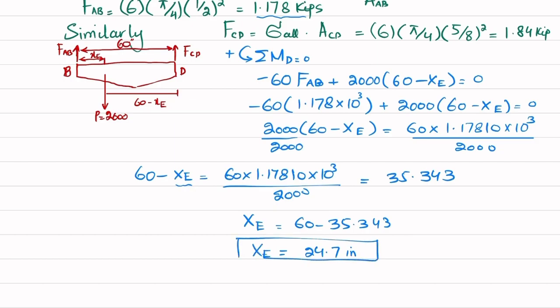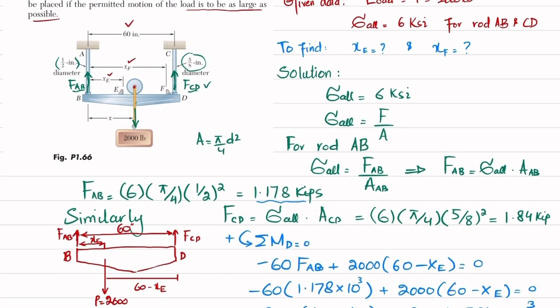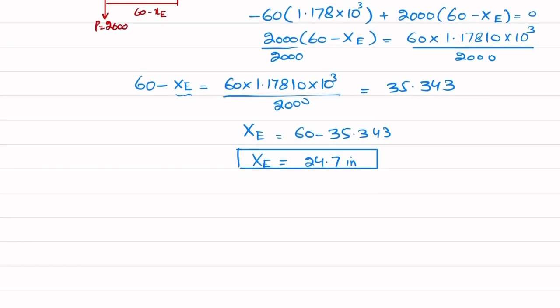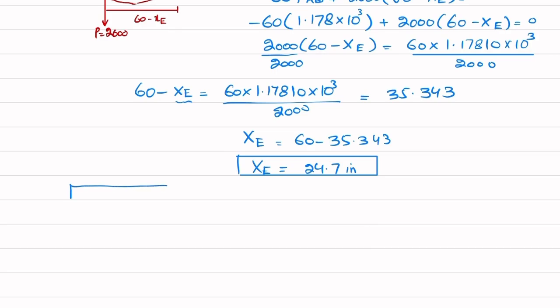So this is the one position of the stops. Clear? Now what if we move this load to this point F and we draw the free body diagram just like we have drawn earlier. So this is the beam. For example, this is the beam. This is your FAB. This is your FCD.